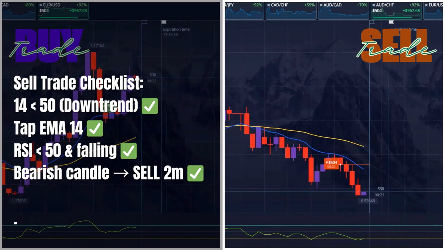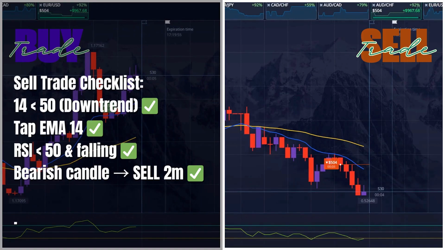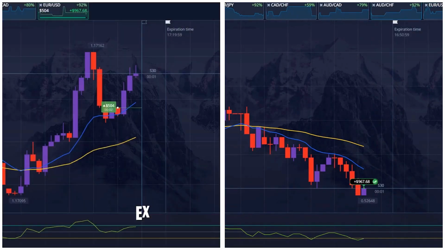RSI should be below 50 and preferably falling. After the pullback, wait for a bearish candle. This candle should ideally close below EMA-14, showing sellers in control. Enter a sell trade at the open of the next candle.